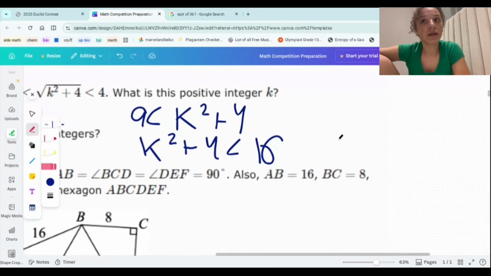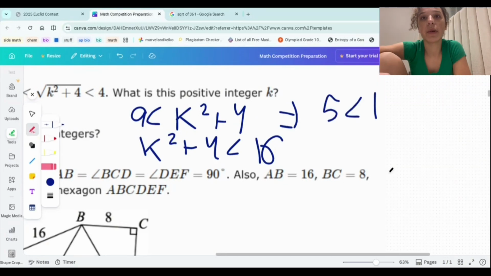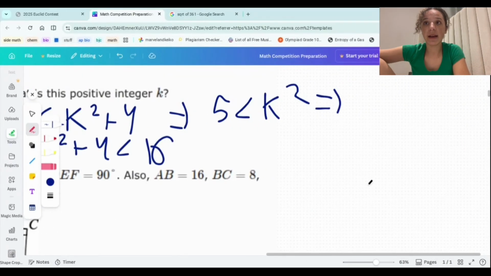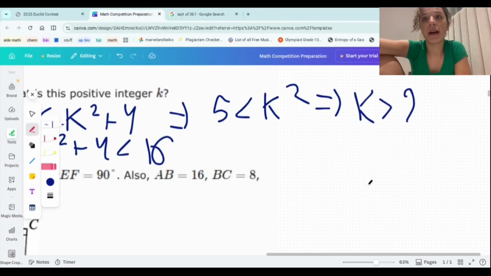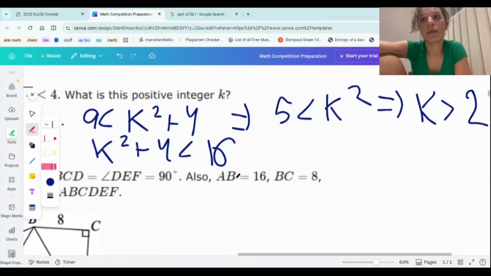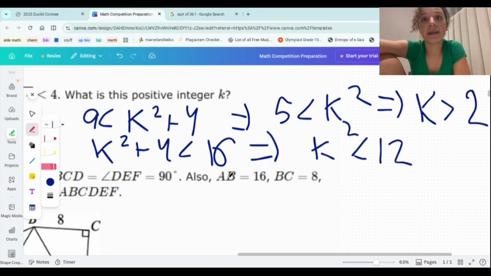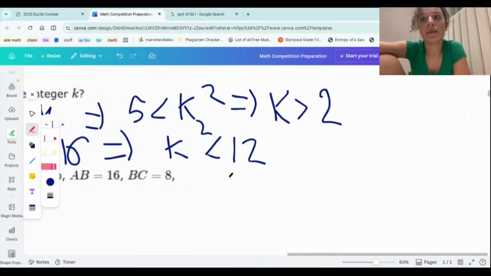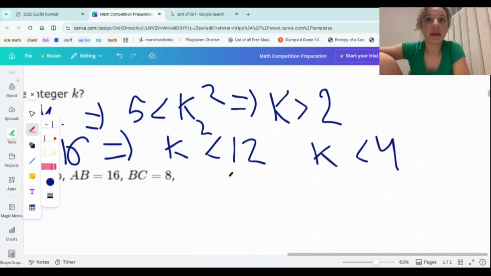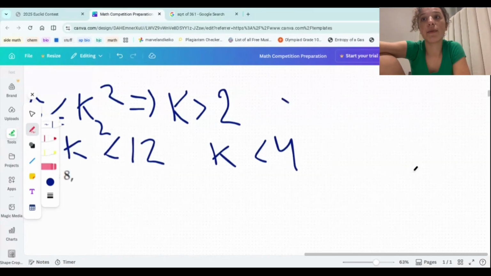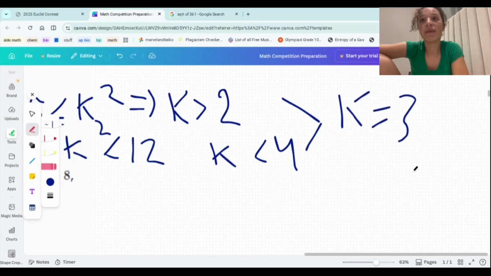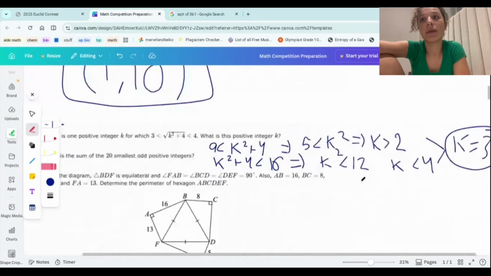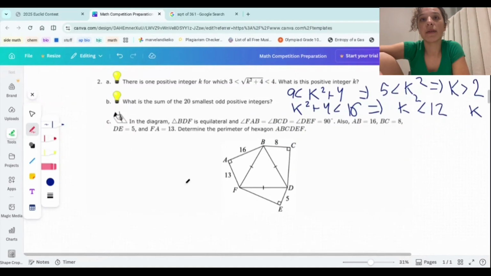If I subtract 4 from both sides, I get that 5 is less than k squared. So I know that k has to be bigger than 2, right? And then k squared plus 4 is less than 16. Subtract 4 from both sides. K squared is less than 12. So k has to be less than 4, because 4 squared would be 16. So what's the positive integer between 2 and 4? We get 3. So k is equal to 3. That'll be my answer for that one.